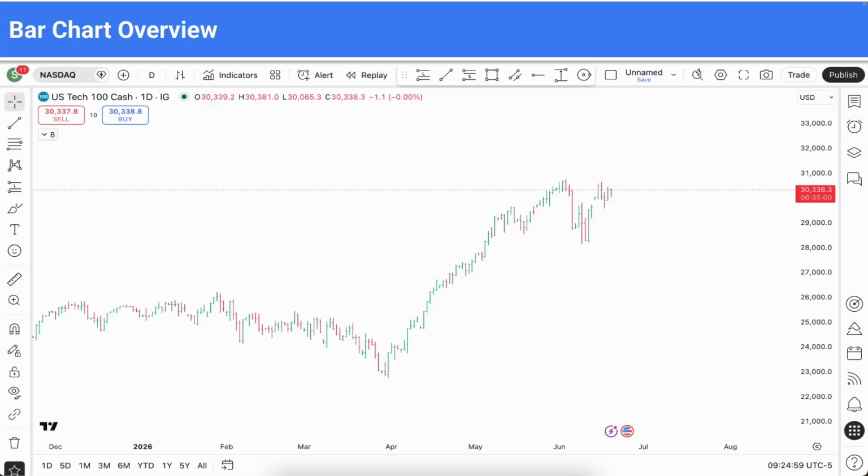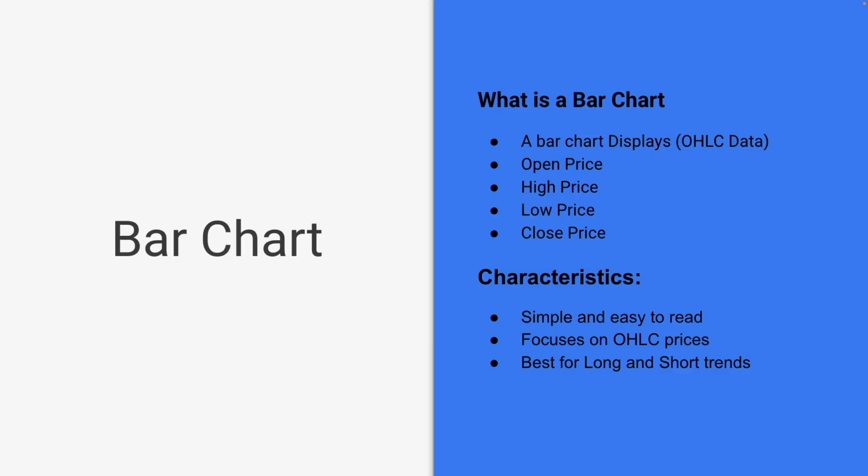Moving to the next on the list, it's the bar chart. So a bar chart is simply looking like this. You can use different colors. Here I use red and green to show the bullish and bearish signals. So what is a bar chart?